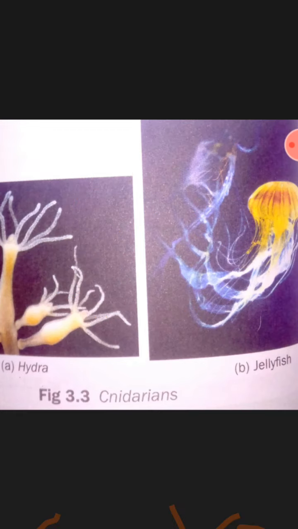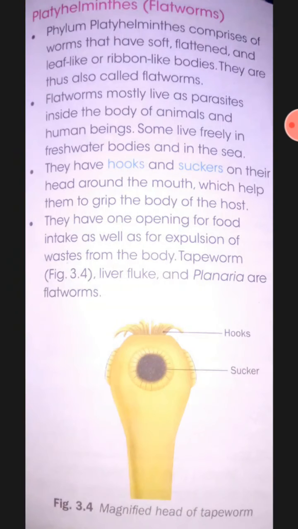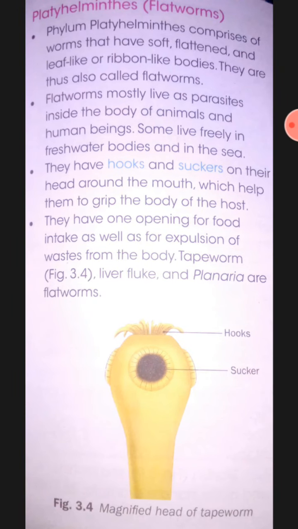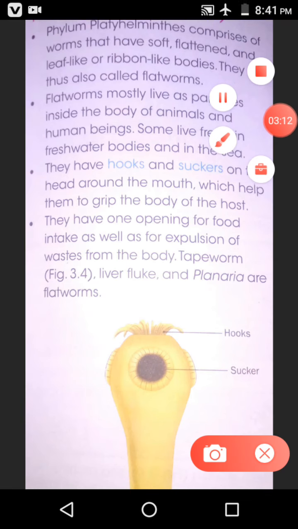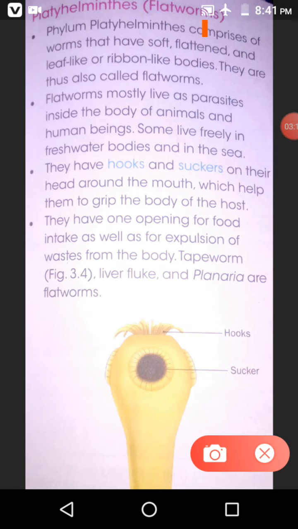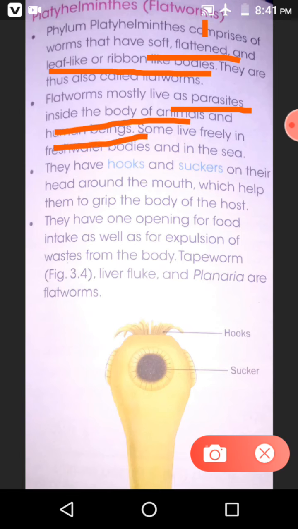Now the next phylum is the phylum Platyhelminthes. Platy means flat. When we look toward its characteristics: soft, flattened body, leaf-like, ribbon-like. Then they live as parasites. Parasite means which depends on others for food, for nutrition. So they live inside the body of animals and human beings.